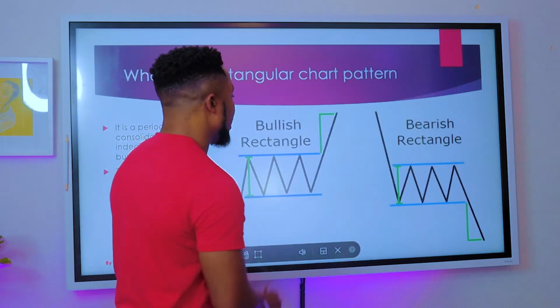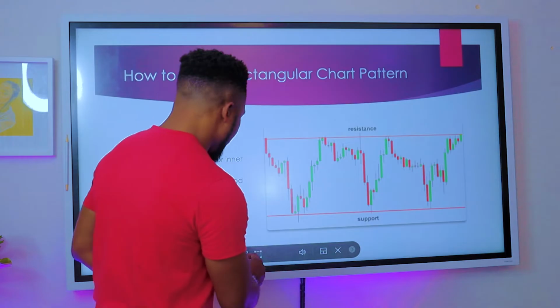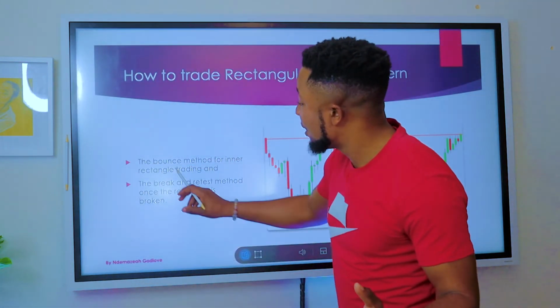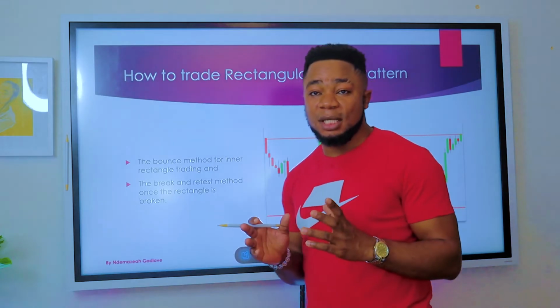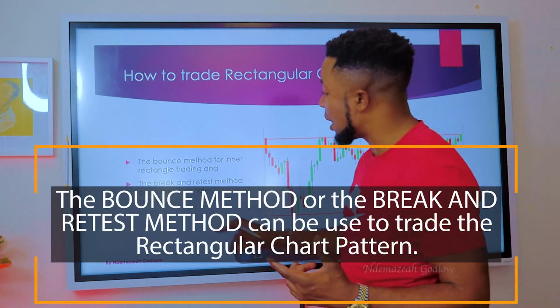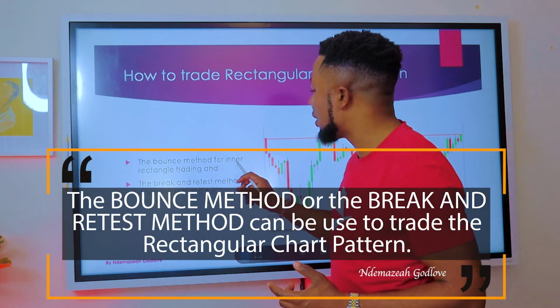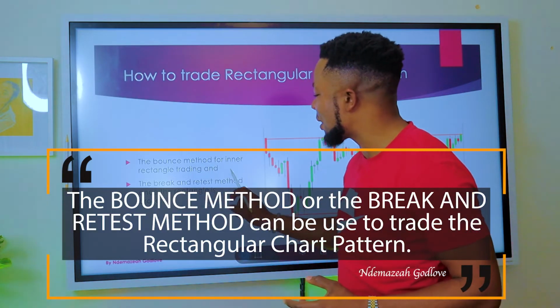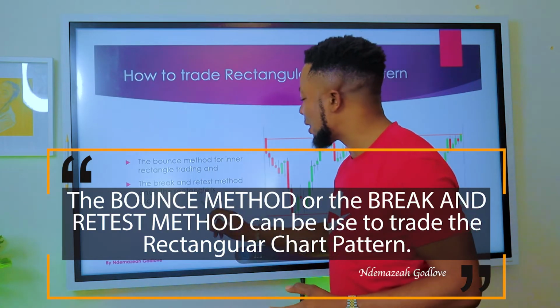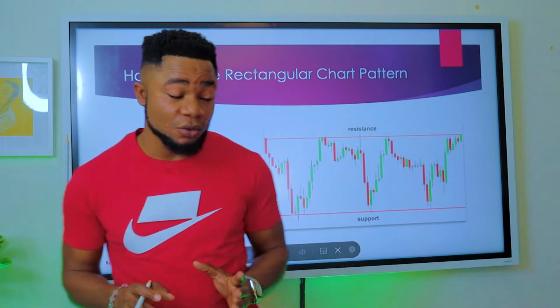So how do you trade? How do you trade a rectangular price pattern? We have two ways. Here on my screen, you can see the bounce. You can use two methods to trade the rectangular price pattern. You can see they say the bounce method for inner rectangular trading, the break and retest method once the rectangle is broken. Let me explain this to you.